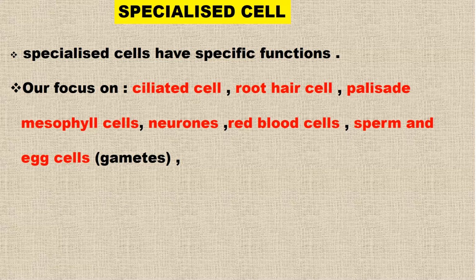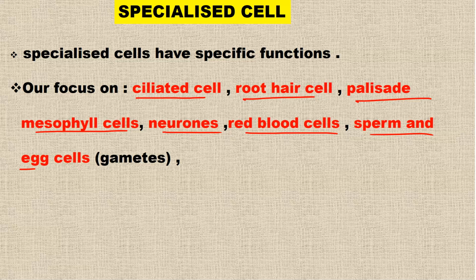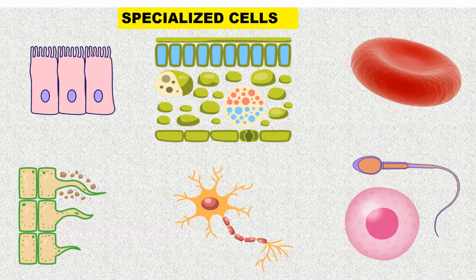So examples of specialized cells that we are going to look at here, and what is important is to understand these specialized cells. One, the ciliated cell, the root hair cell, the palisade mesophyll cells. Then we look at the neurons, red blood cells, sperm cells, and also the egg cells. Sperm and egg cells are otherwise known as gametes, which are just sex cells. So these are specialized cells that we are going to focus on, and very important, these do come in an exam. All right, so this is the list of specialized cells.